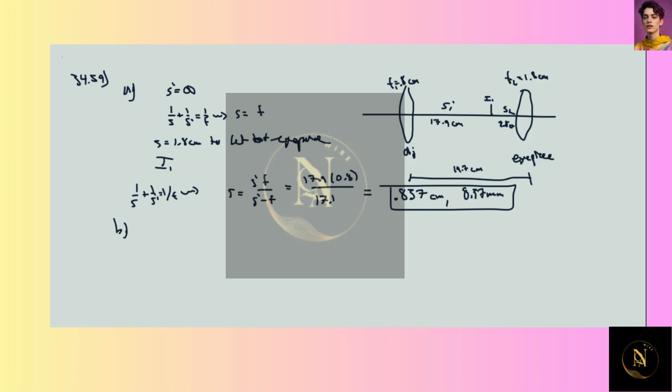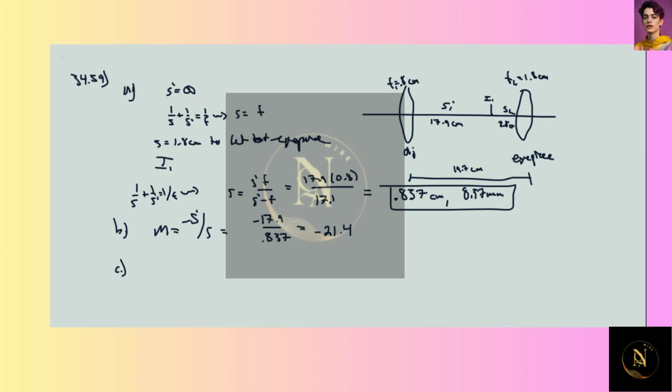So part B asks, what is the angular magnification? Oh, sorry, wrong question. What is the magnitude of the linear magnification produced by the objective? So to do that, we know we can relate the image distance over the object distance here. So that is negative 17.9 over 0.837. So we plug that in, and that becomes a magnification of negative 21.4. Awesome. Negative because it is inverted.